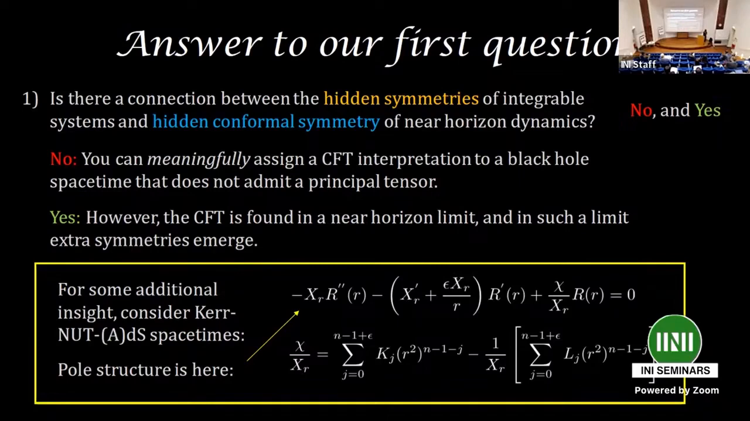So this is the radial equation for that spacetime, schematically. All you really need to know is that this X sub r holds all of the pole structure in the Kerr-NUT-AdS spacetime. And this chi up here, this chi over X of r, is the stuff containing the poles and the non-singular terms. So I've written this out here.